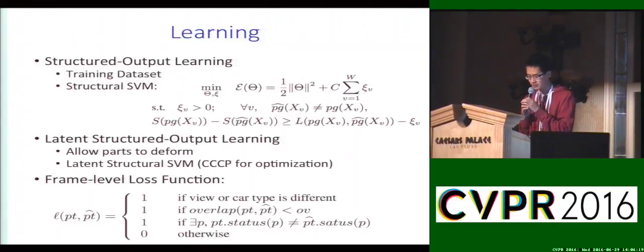And specifically for our car fluent recognition task, we propose a frame level loss function. Basically, a prediction is correct only if the viewpoint, car type, part positions, and the part status are all correct.